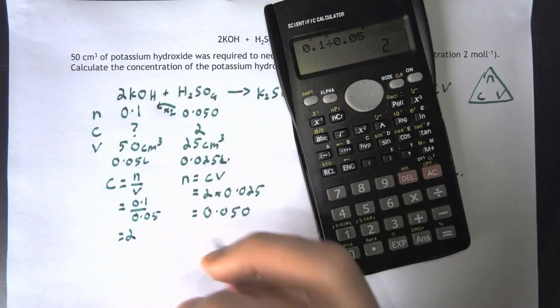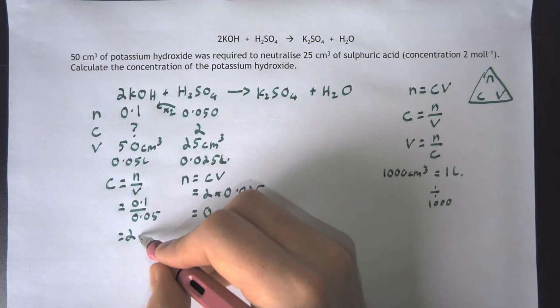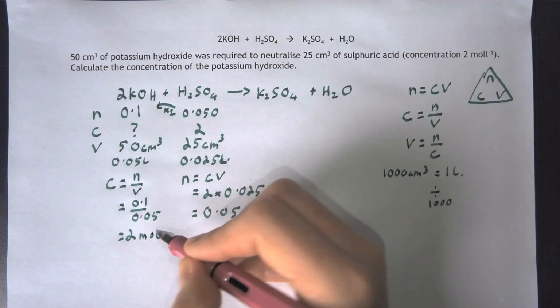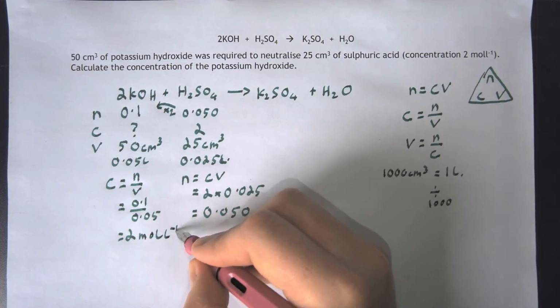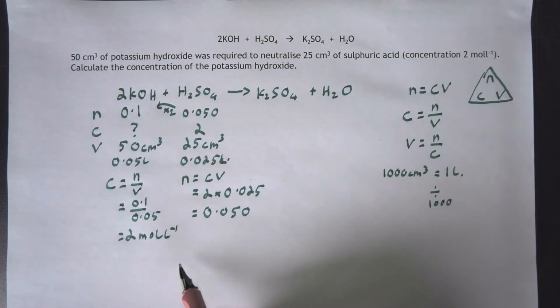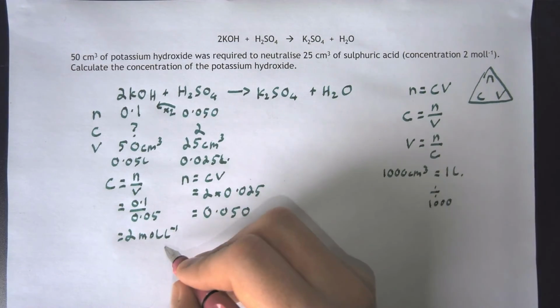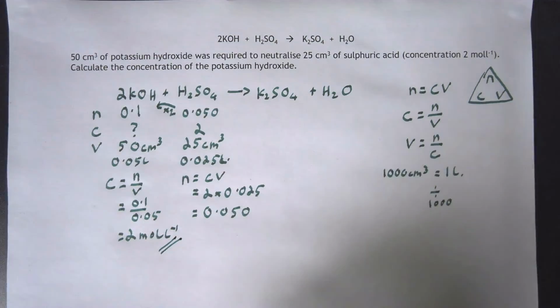So as it happens, on this particular question, the concentrations of the two substances turn out to be the same. That won't always be the case, but it just happens to be the case for this particular question. My units are moles per litre. The standard way of writing that in chemistry is mol L to the -1. The -1 just means per litre. And I would always double underline my answer or put a circle around it just to make it clear to the marker where my answer actually is.